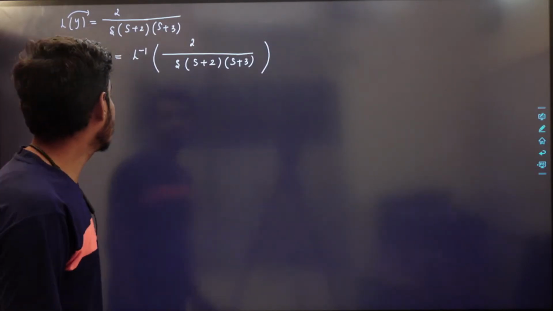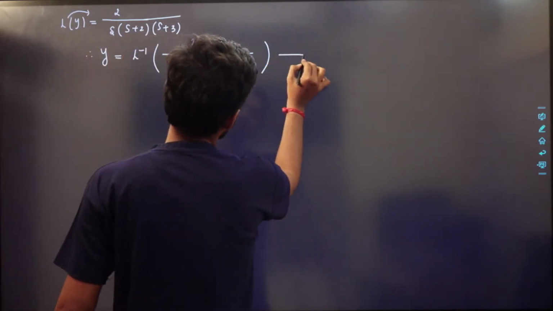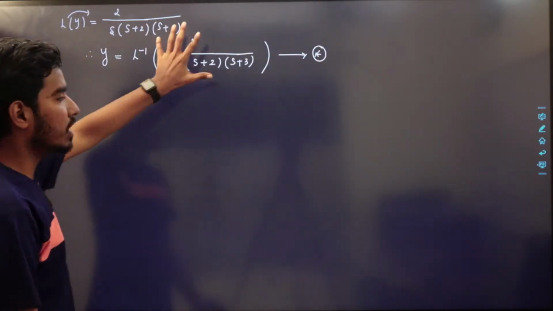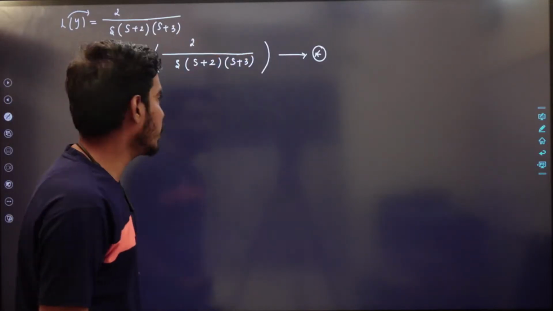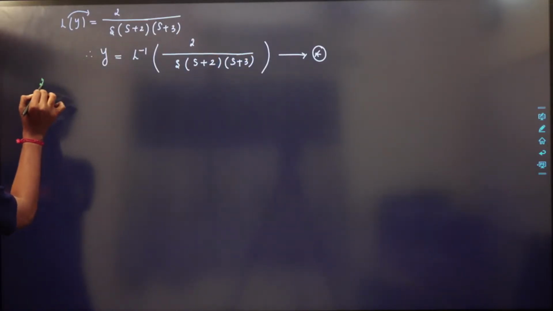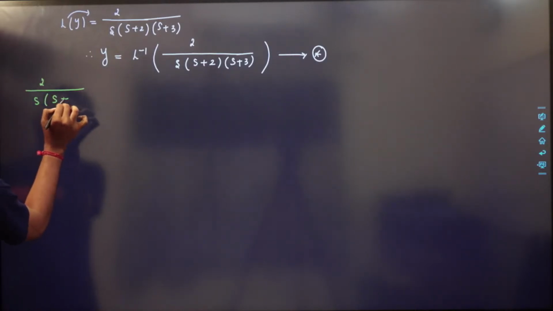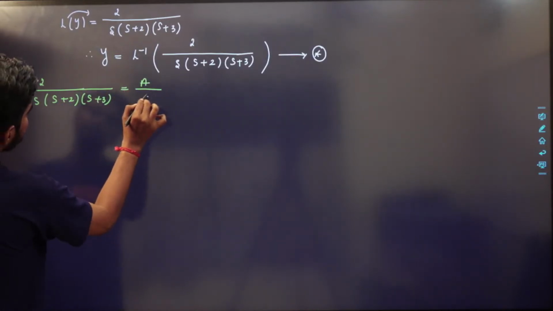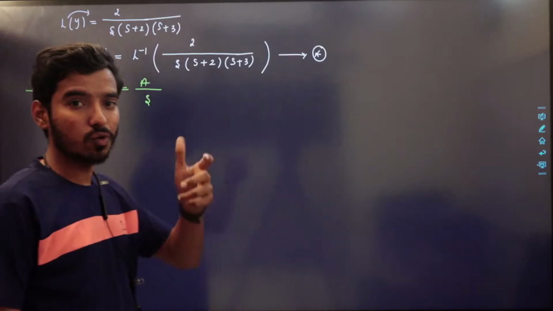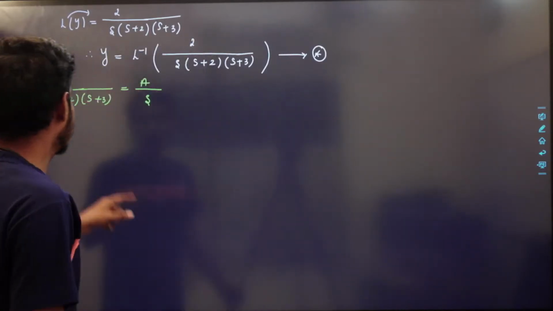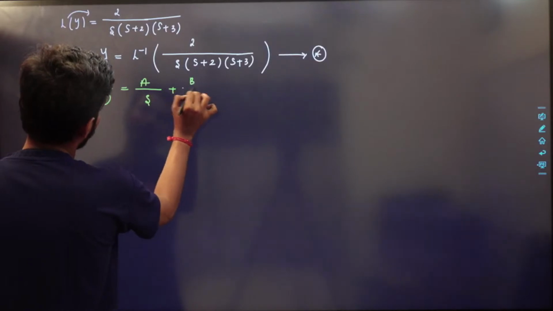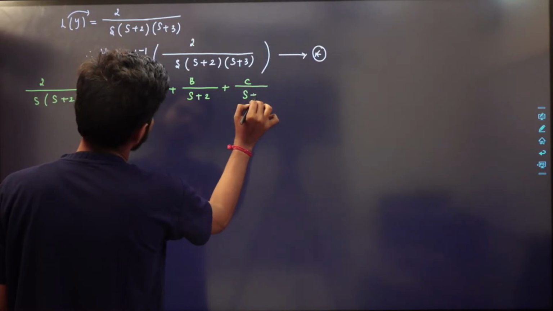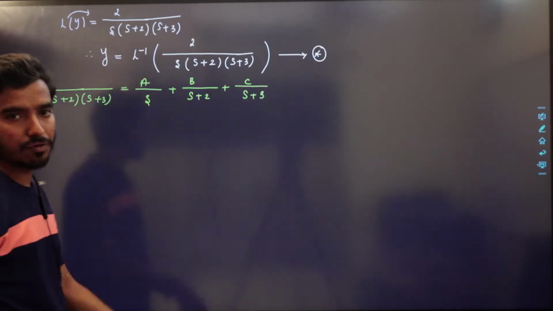How to do it? Very simple. You just take this as star. First, you need to apply partial fractions for this function, 2 divided by s into s plus 2, s plus 3. You can see these are distinct roots. We have three distinct roots: 0, minus 2 and minus 3. So it will be a by s plus b by s plus 2 plus c by s plus 3. You need to find the values of A, B, C now.